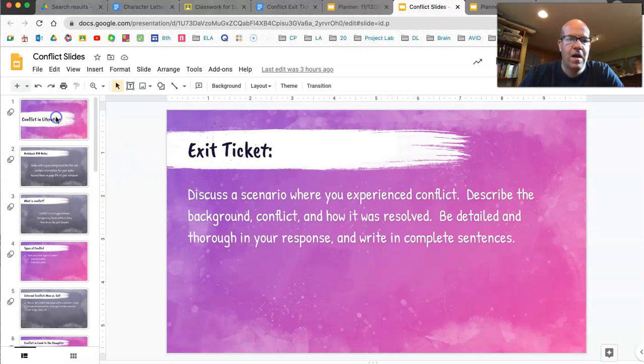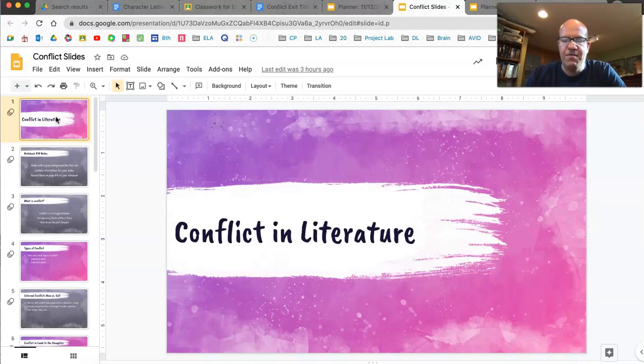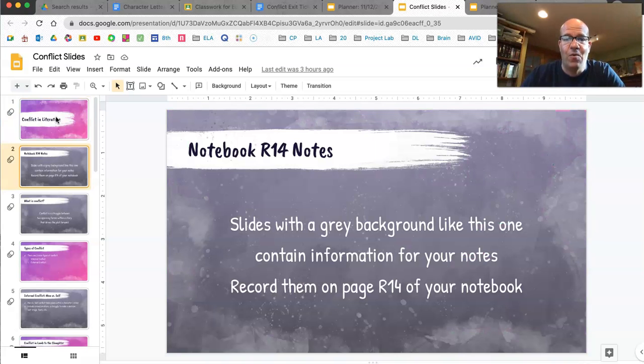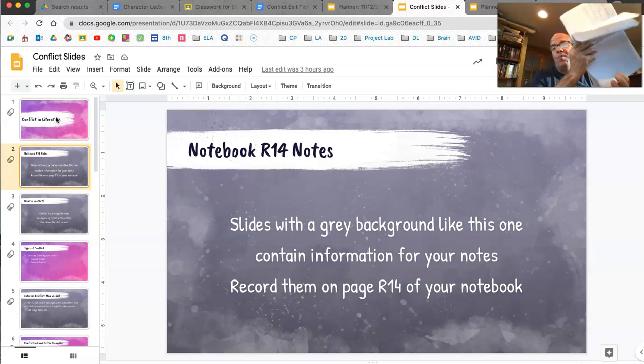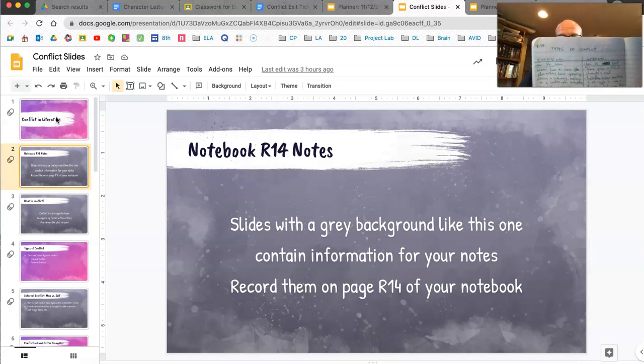Okay, starting at the beginning. So we're looking at conflict in literature. This slideshow is in part a recap, in that there are some things that you've seen before and in part new. So it has some different colors. When you see things that are gray, these correspond with the notes that you should have in your notebook on page R14.